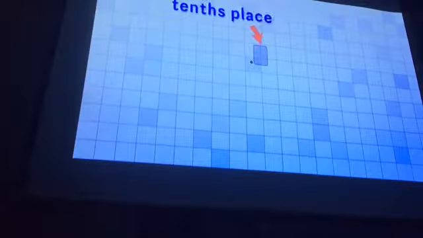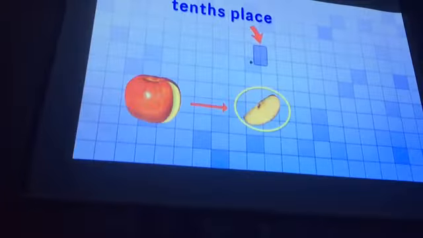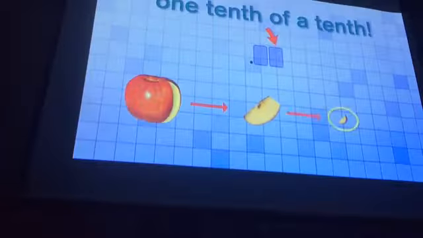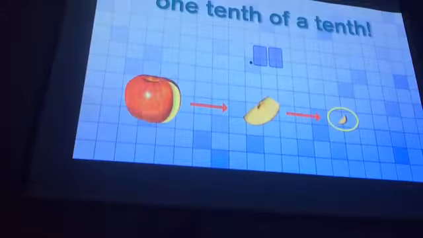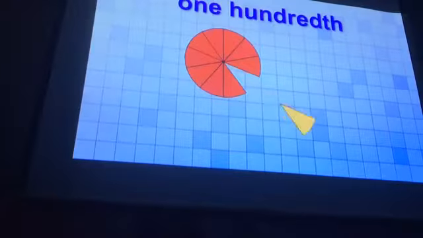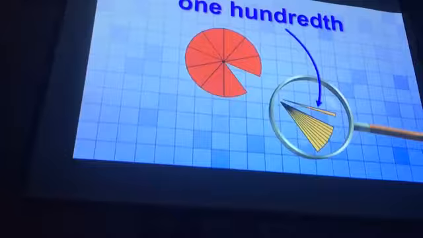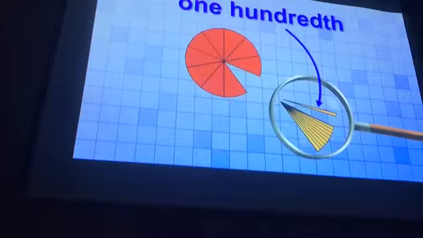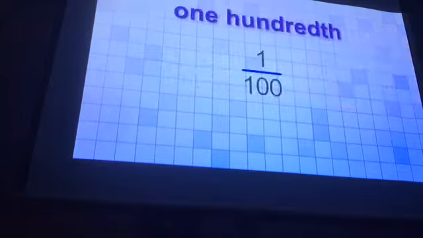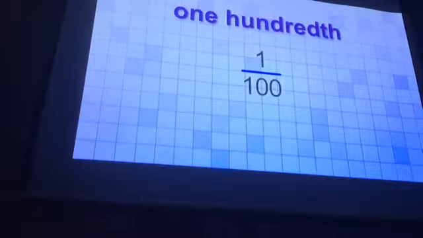So, if the tenths place counts fractions that are a tenth of 1, then the next number place over will count amounts that are 1/10 of a tenth. 1/10 of a tenth is called 1/100th, and it's the fraction you get if you take a tenth and then divide it into 10 equal parts. It's a very small fraction, and it's called a hundredth because it's the same fraction you'd get if you take a whole and divide it up into 100 parts. So its fraction form looks like this: 1 over 100.